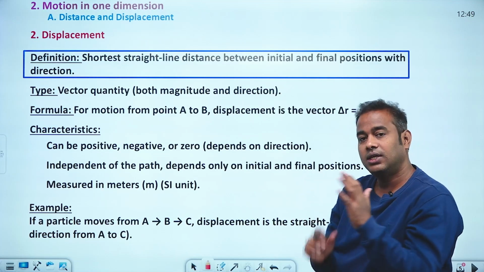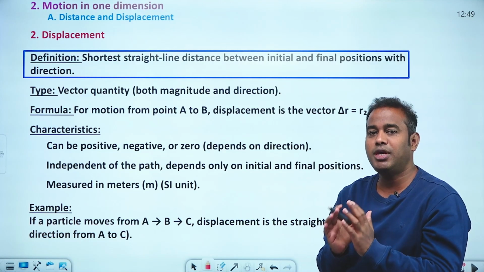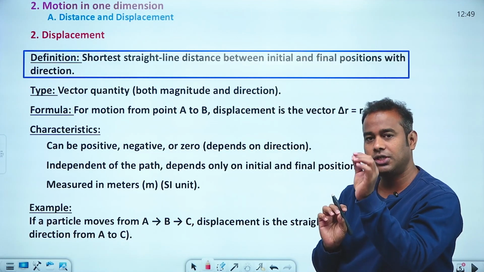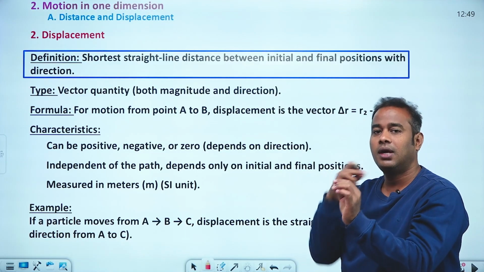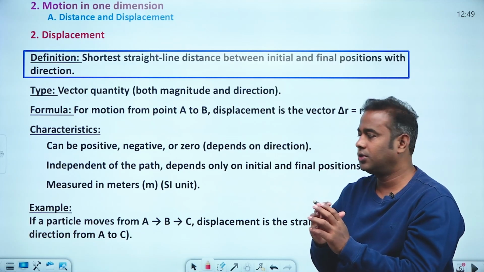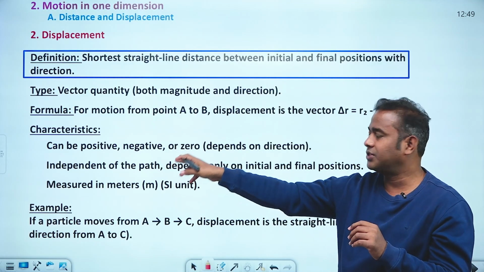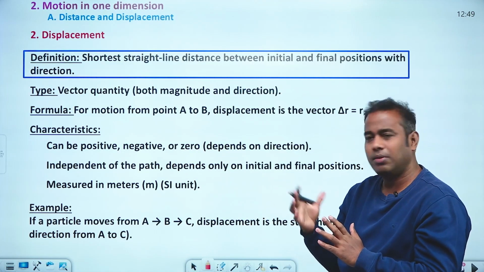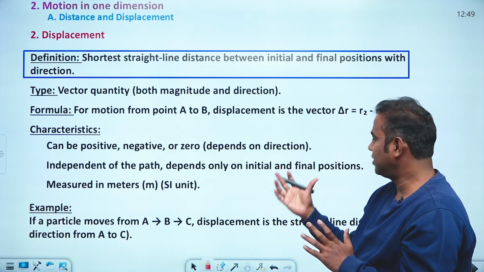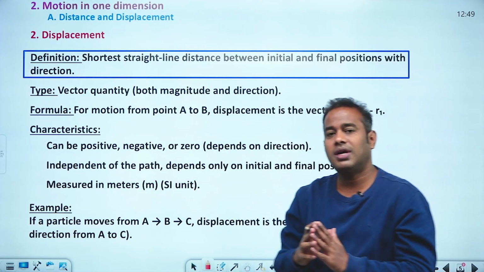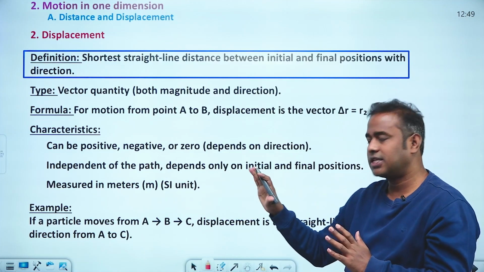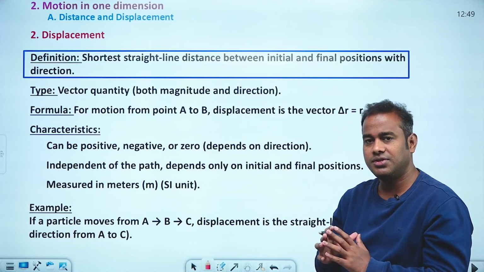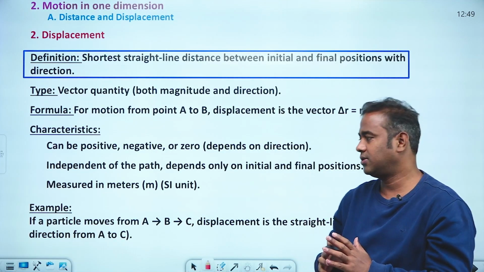But one point is very clear: the displacement can be 0 or positive, and the displacement is based upon the positions, the initial position and final position you need to calculate, and also the direction you need to take into account. So that's the reason why it can be positive, negative, or 0. It is path independent and depends only on the initial and final position. When you look at the measurements, as per SI units it is measured in meters, and normally if it is a CGS system, it is measured in centimeters.